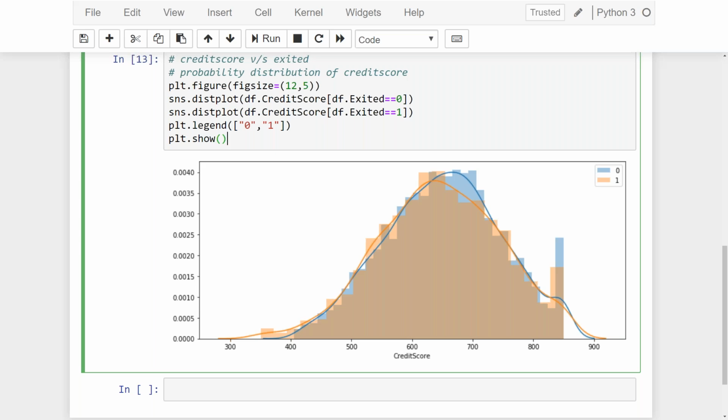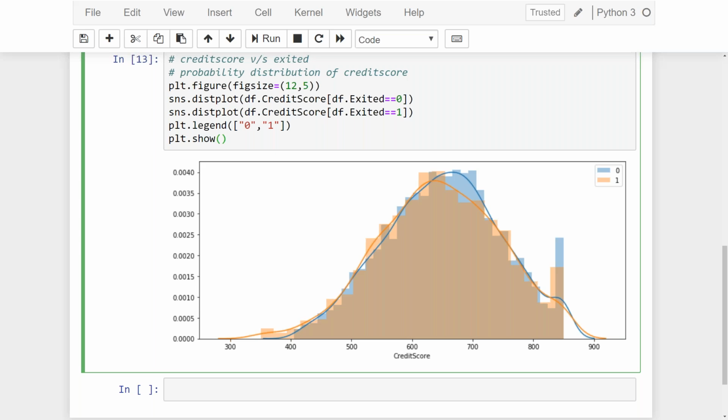So here 0 and 1 are the two probability distributions, blue and red. Blue is the distribution of those customers who are not leaving, representing 0, and red is the distribution of those customers who are leaving the bank. As we can see, both the probability distributions are almost overlapping each other.